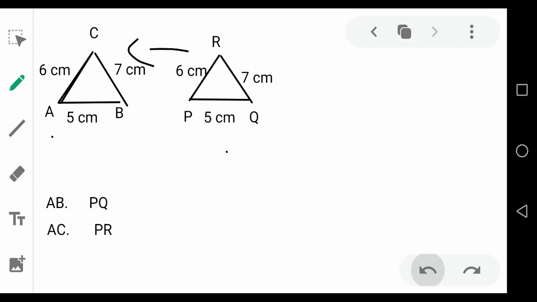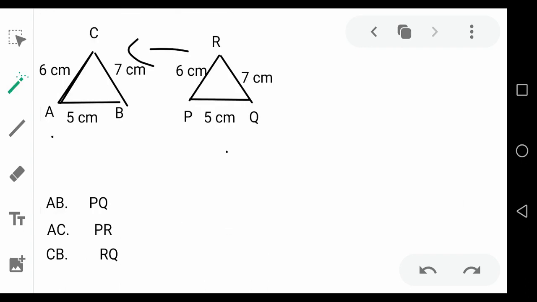So that means AB and PQ are the corresponding sides. Okay. AB and PQ are the corresponding sides. AC and PR are the corresponding sides. CB and RQ are the corresponding sides. They are overlapping over one another, no? Instead of telling overlapping, equal and all, in congruence you can say it as corresponds to. AB corresponds to PQ. That's how we have to say.